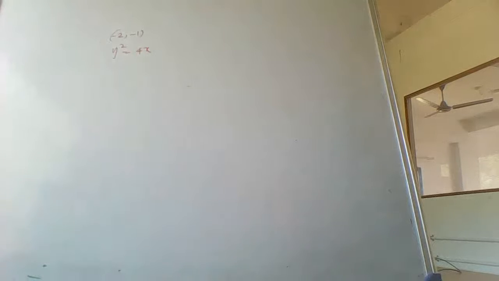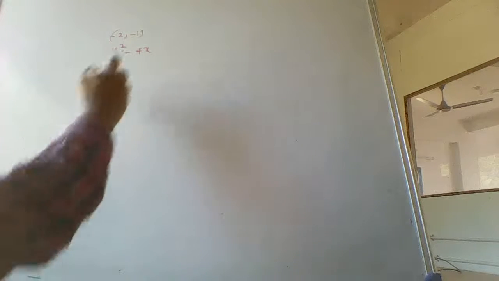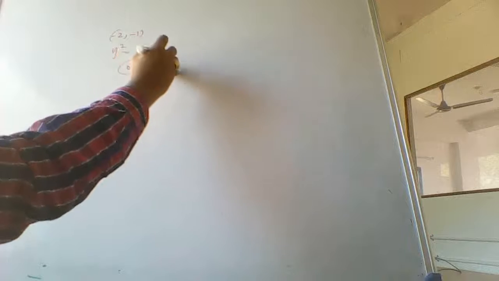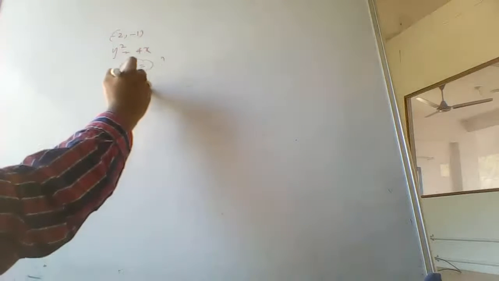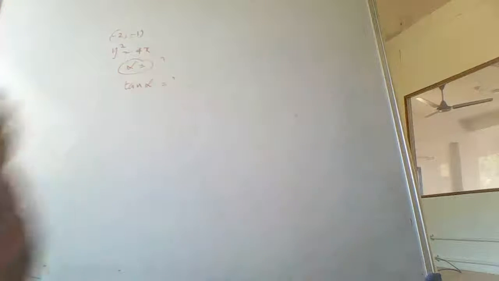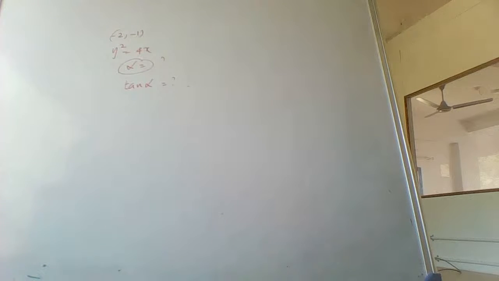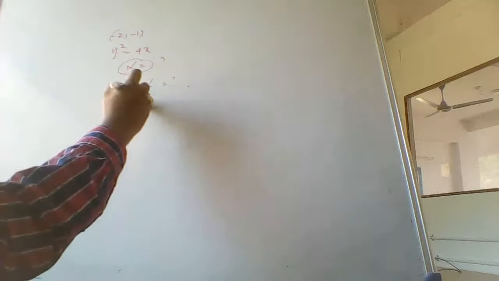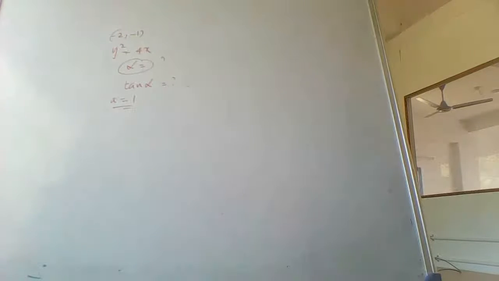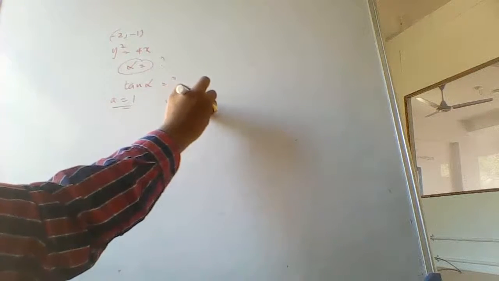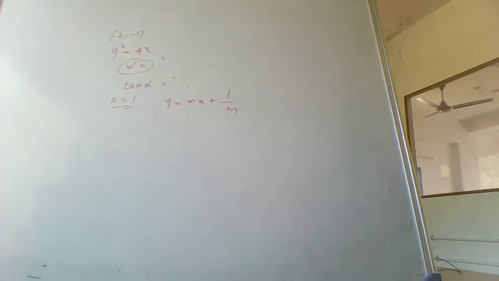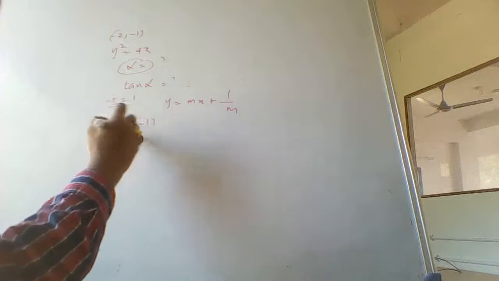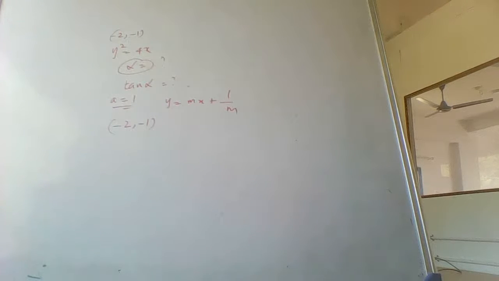Where alpha is the angle between the tangents. So let us find what is tan alpha here. Here a being 1, so y is equal to mx plus 1 by m, which passes through minus 2, minus 1.